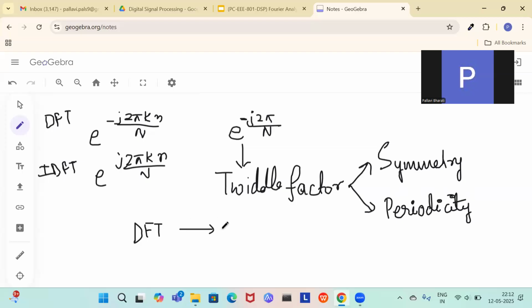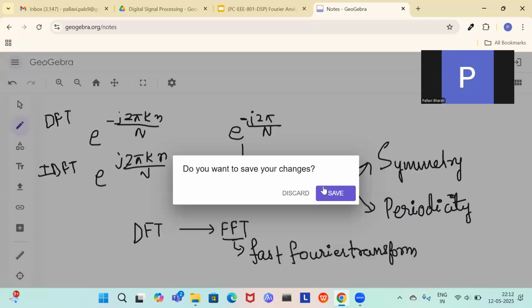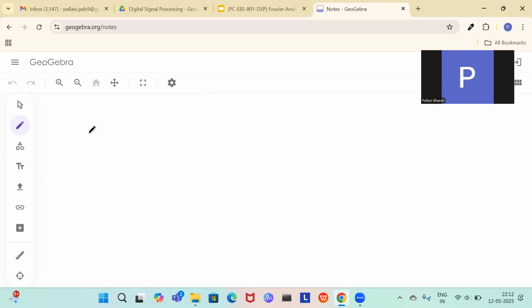So, several algorithms were developed which are given the name of fast Fourier transform. Fast Fourier transform makes the Fourier transform or the DFT faster by utilizing these two properties, that is the symmetry and the periodicity property. Okay, this was a small description of DFT. Now let's calculate this DFT.